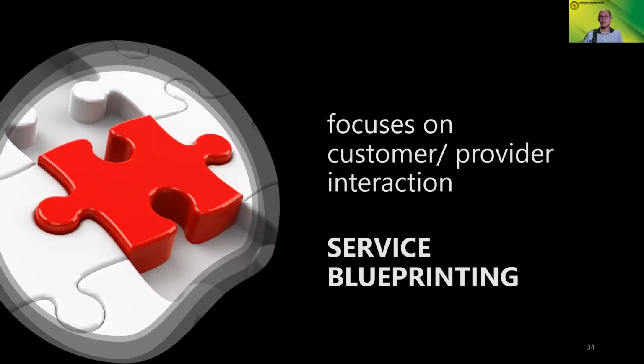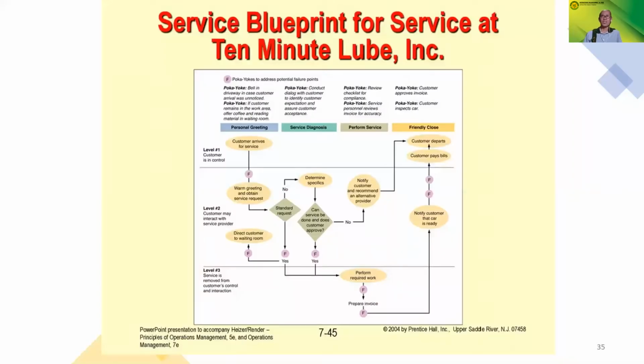Recall that we have discussed service blueprinting under the design of goods and services in the previous lesson. To recap, service blueprinting is a process analysis technique that focuses on the customer and provider's interaction with the customer. This is an example of a service blueprint. Service blueprint for service at 10-Minute Lube Incorporated. If I am not mistaken, this is for a car wash business. So this is all the same as in our discussion in the previous chapter.